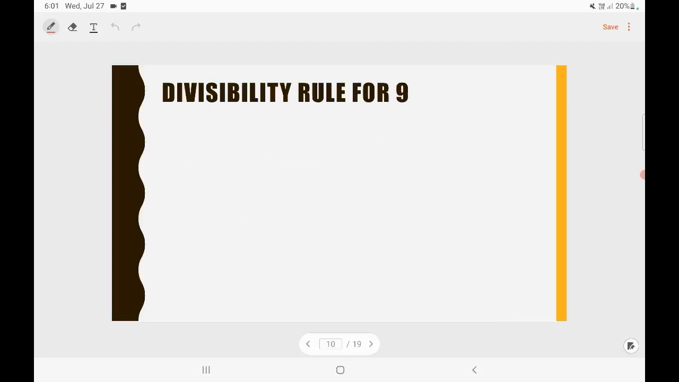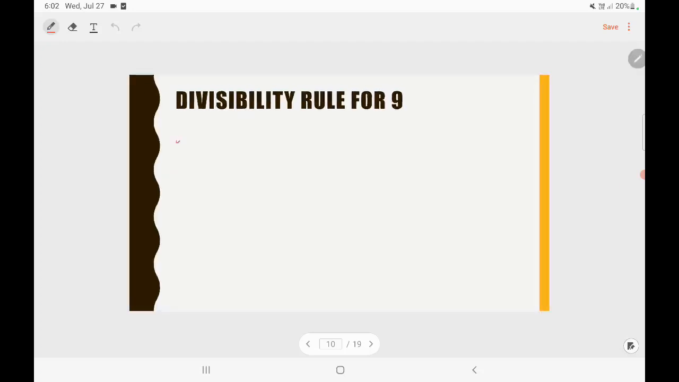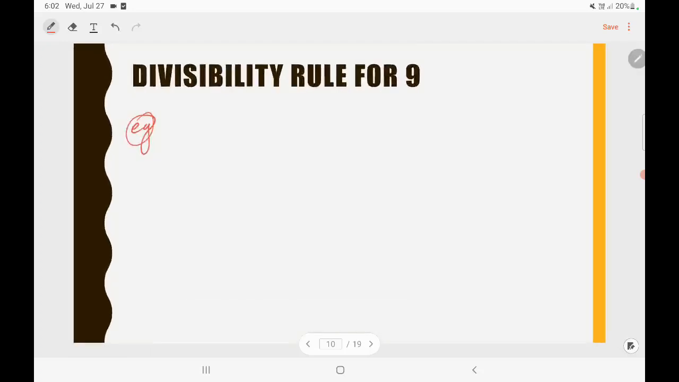The divisibility rule for 9 is actually very easy. We need to take the sum of all the digits and check whether that sum is divisible by 9 or not. If that sum is divisible by 9, then the number is also divisible by 9. Now we'll take an example. So we have 5634. We need to check whether 5634 is divisible by 9 or not.